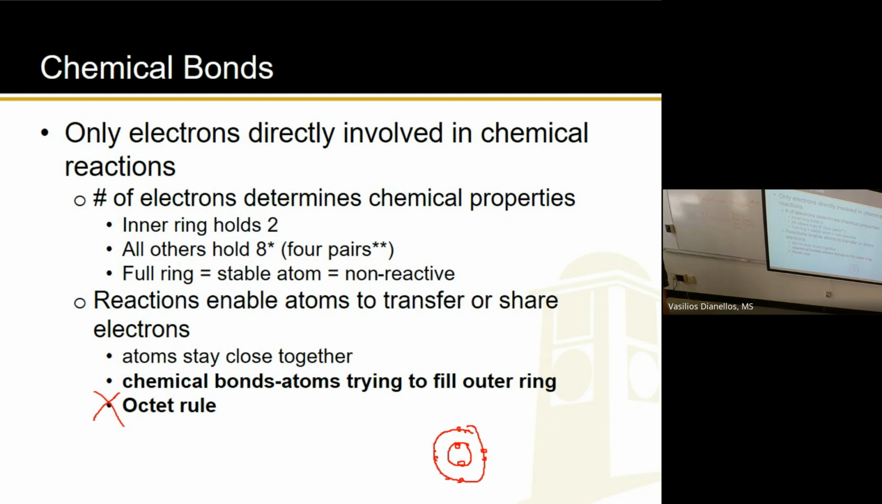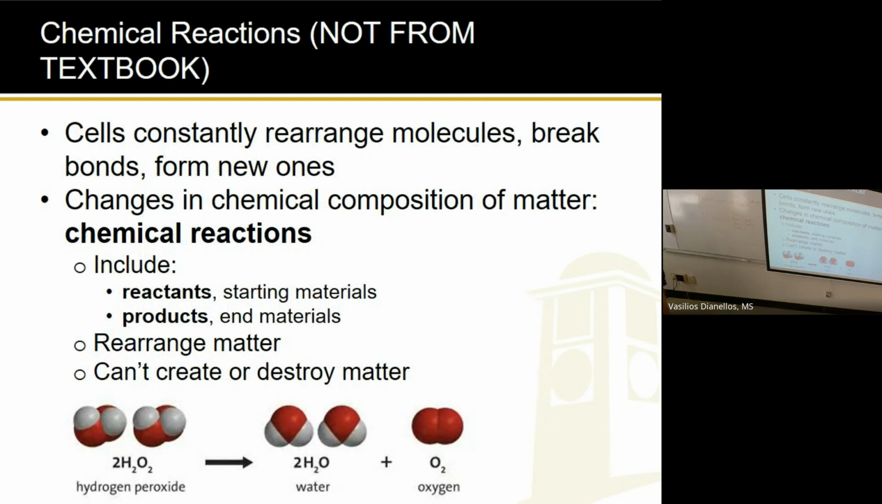Okay, next slide. Cells are constantly rearranging molecules. This is not from your textbook, by the way. This is important information. It's from the old textbook, so I left it. And what I mean by they're constantly rearranging molecules is they're breaking bonds and forming new ones constantly. That's actually what keeps you alive. You need energy to be alive, right? And that's where the energy is coming from.